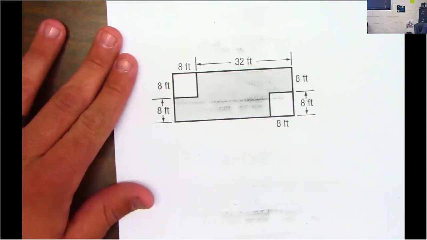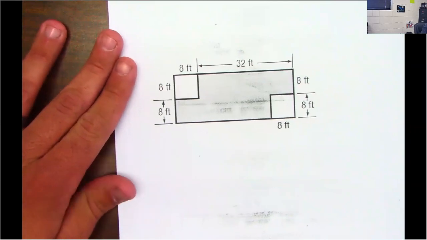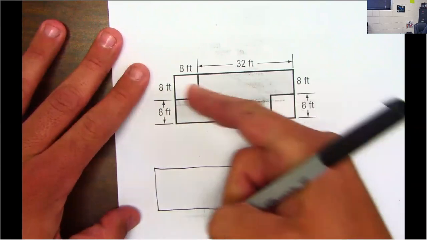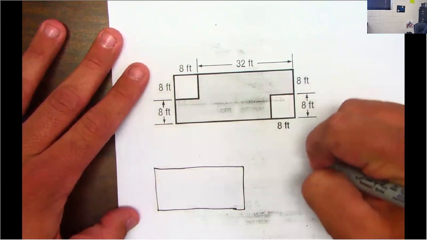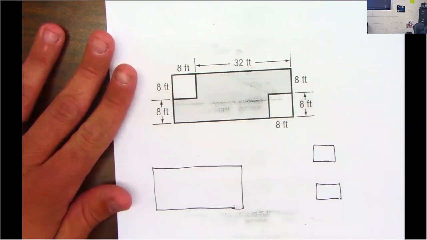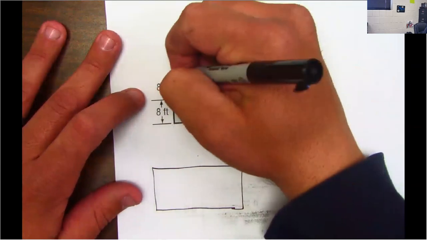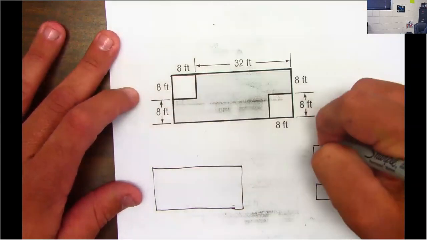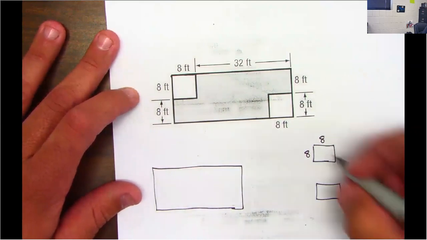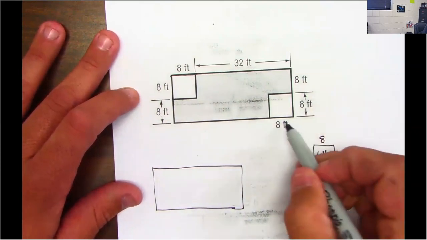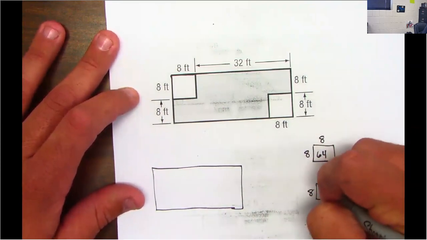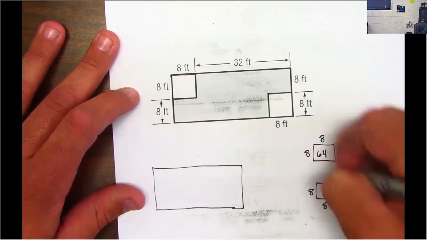Now, guys, this one's going to be kind of different because we have three shapes. We have the big rectangle, then we have the two small squares. Well, guys, let's start with the square. This is 8 by 8. So what is 8 times 8? Well, it's 64. And again, this one down here is also 8 by 8. So it's also 64 feet squared.